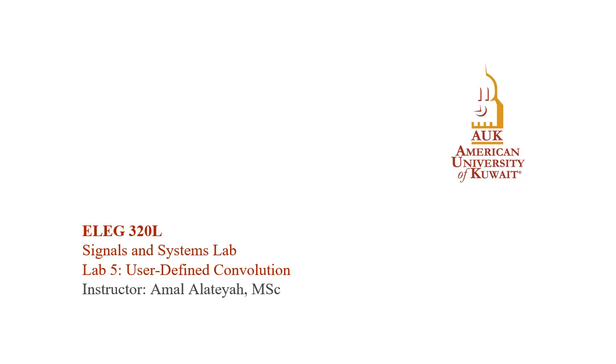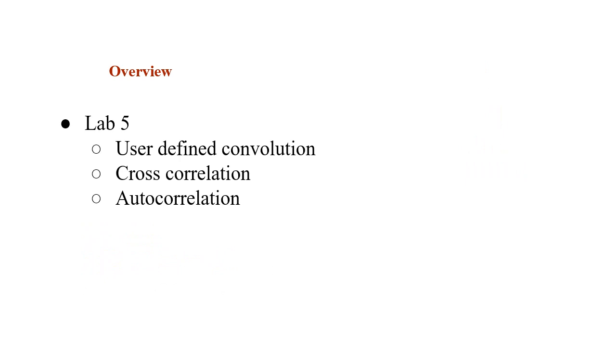In this lab, we're doing lab 5, which is about user-defined convolution. In the previous lab, we've already introduced the concept of convolution, but we used the MATLAB built-in function for convolution. Today's lab, we're going to design our own user-defined function for that, and we're also going to introduce two additional concepts, which are the cross-correlation and autocorrelation.